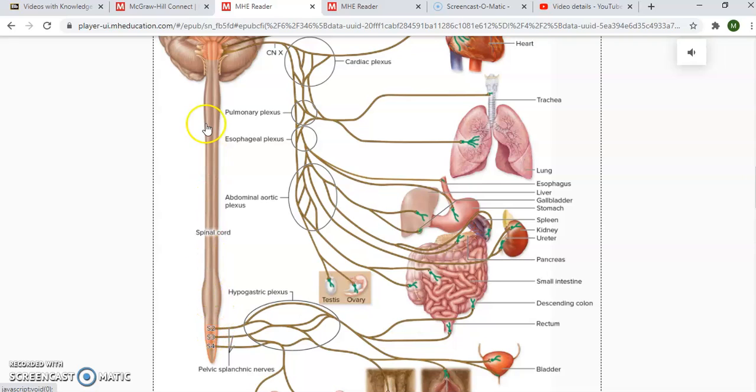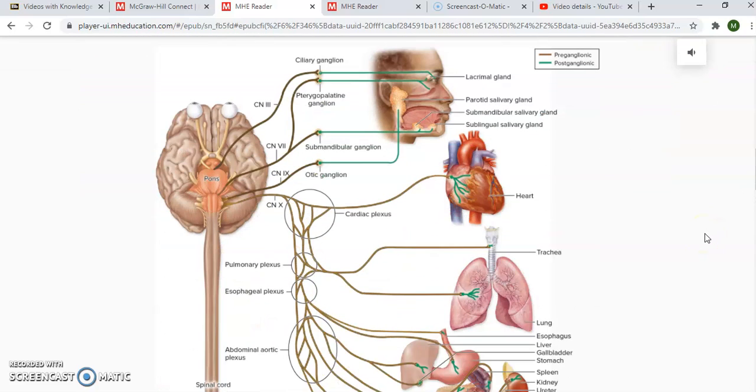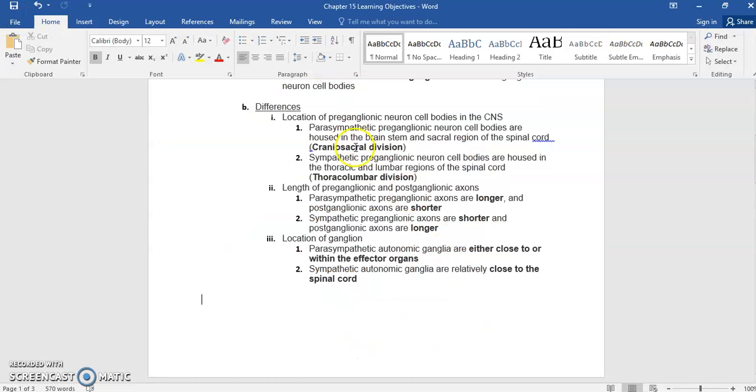You'll notice that we don't have any anywhere else along the spinal cord. So sometimes you'll hear them refer to this system, the parasympathetic, as the craniosacral division, just because of where the preganglionic motor neurons are located, or where their cell bodies are located, where they're originating from.